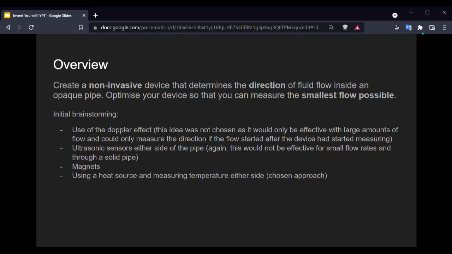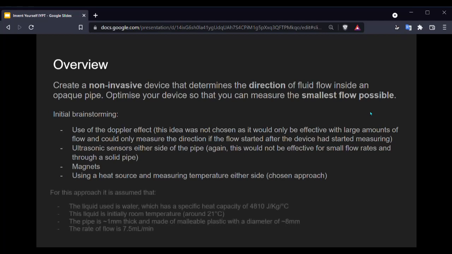Anyway, we thought about using ultrasonic sensors instead, but again we found this approach not as effective for smaller flow rates, and came up against other limitations. We also explored the idea of using magnets, but then we came up with an even better idea. We thought of applying a heat source to the pipe and measuring temperature on either side, which ended up being our chosen approach.